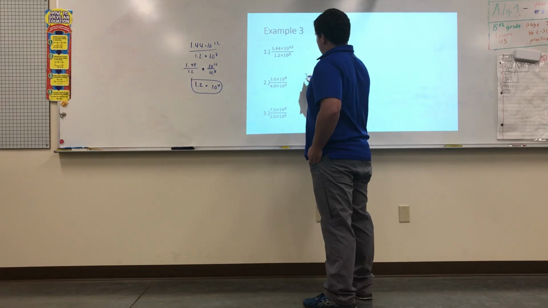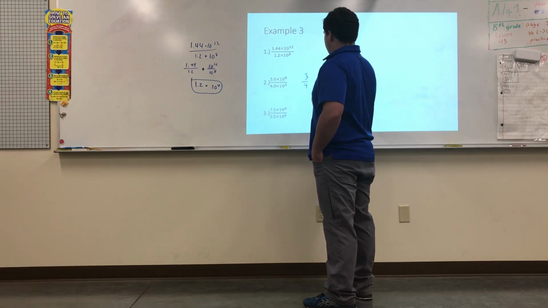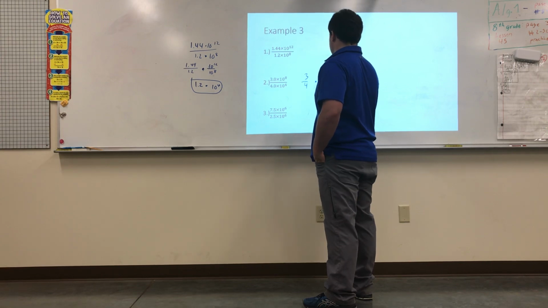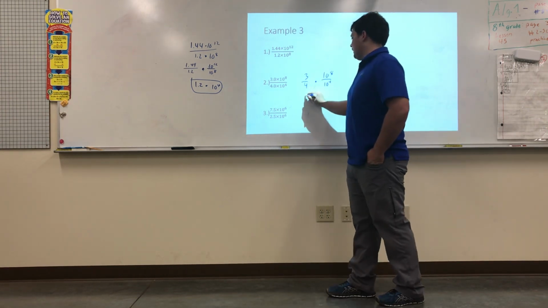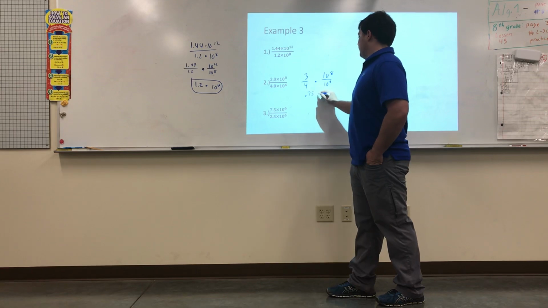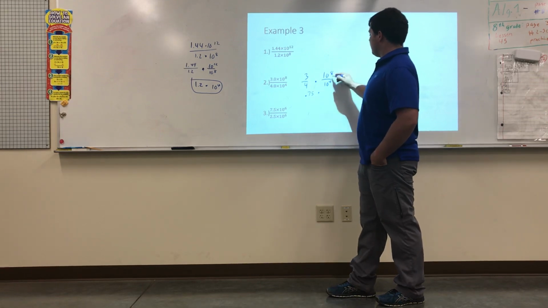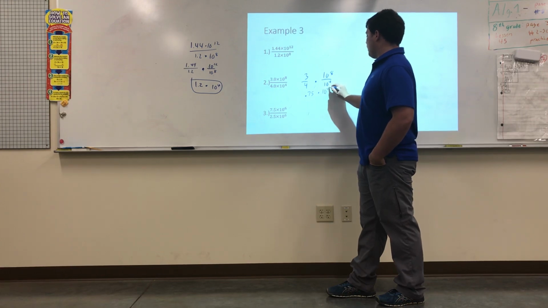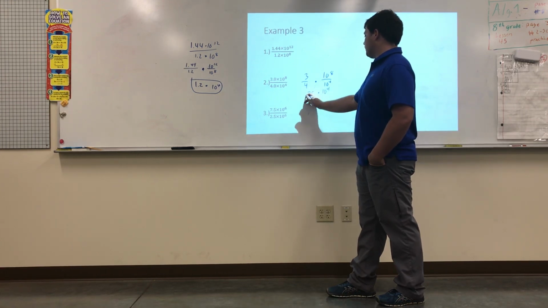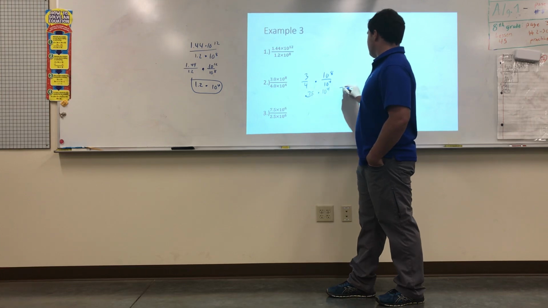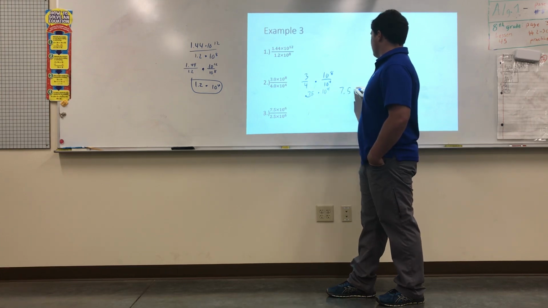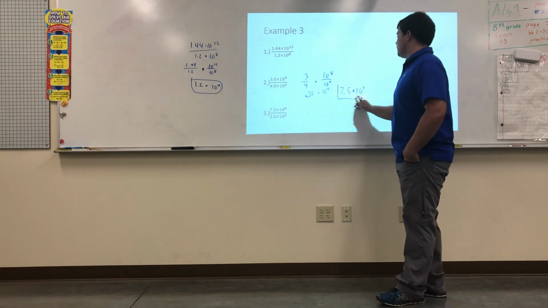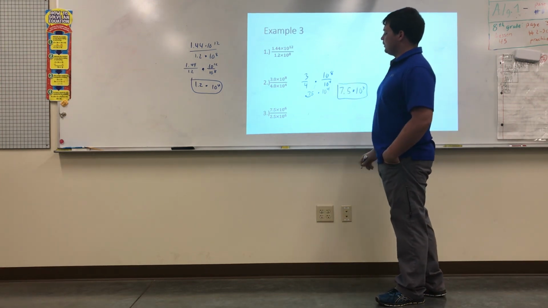Okay, we have 3 over 4 times 10 to the 8th over 10 to the 4th. Divide that, you're going to get 0.75 times. Like base, subtract your exponents, you get 10 to the 4th. We're going to have to bump this one up and get 7.5. We move to the right, so we are going to subtract one exponent.